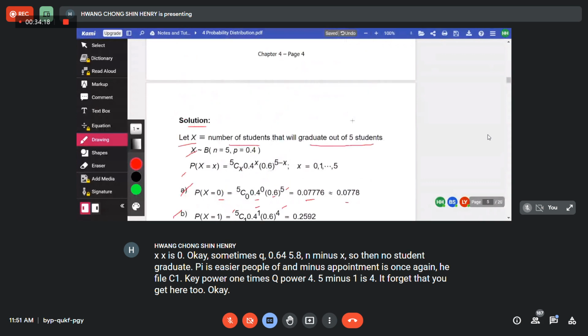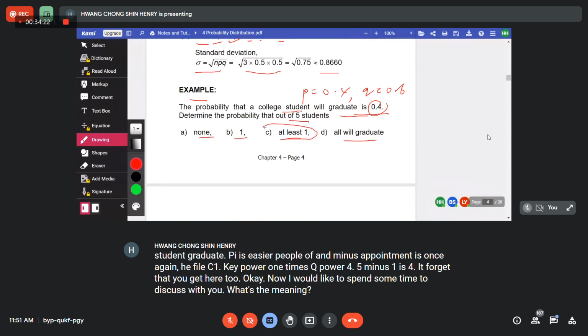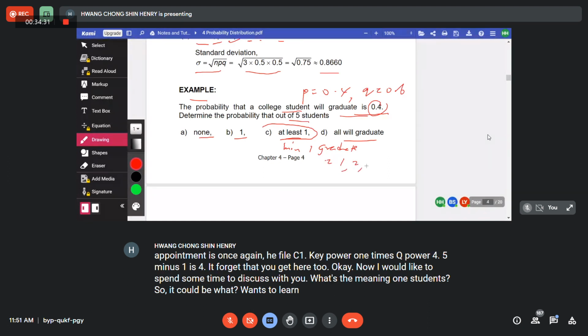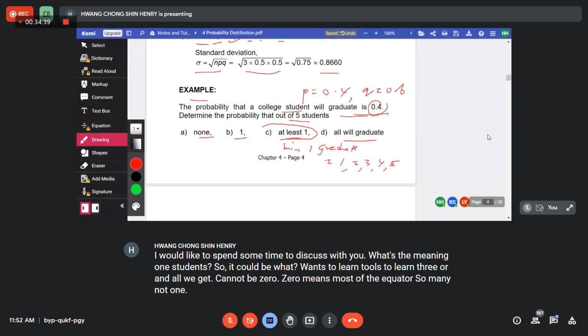Okay, now, I would like to spend some time to discuss with you what's the meaning of at least 1, minimum 1 student graduate. So it could be what? 1 student, 2 students, 3, 4, and all graduate. Cannot be 0. 0 means no student graduate. So minimum 1. That means you have to start from 1, 2, 3 up to 5. You have to add it up 1 by 1.